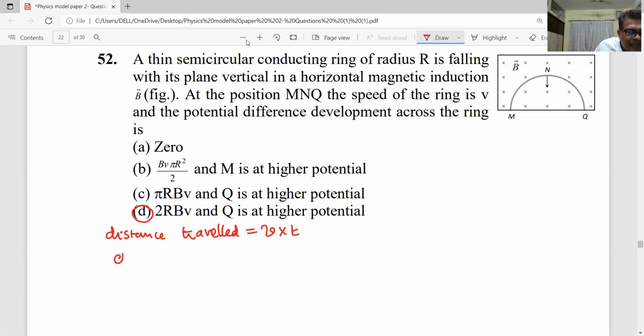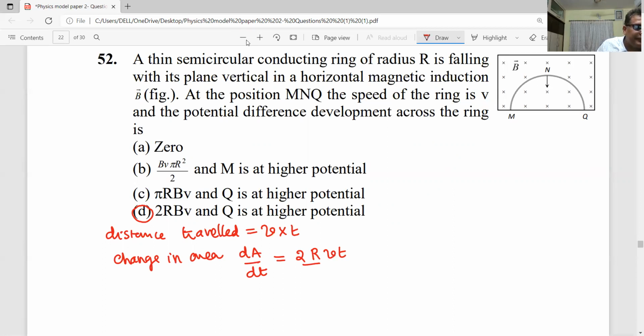So what is the change in area? Change in area, because it sweeps out the area, is it right? Change in area is dA by dt, which is equal to 2 into R into Vt. Why is that 2 into R into Vt? The radius is R, so the diameter is nothing but 2R.